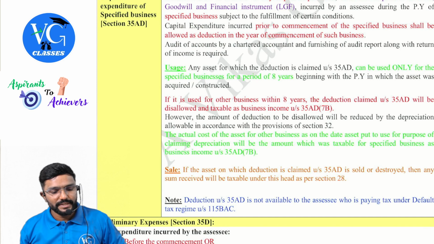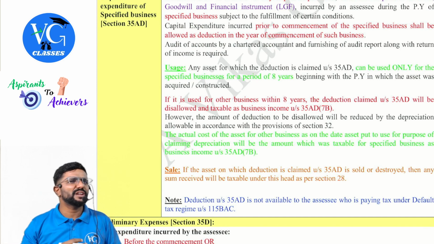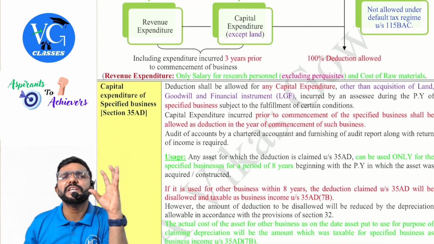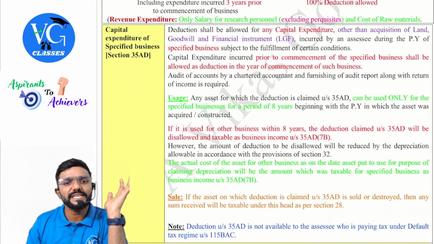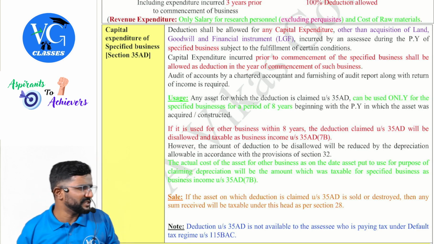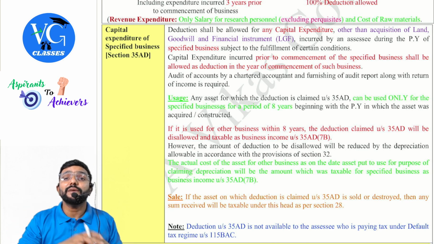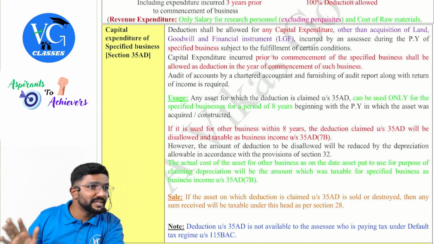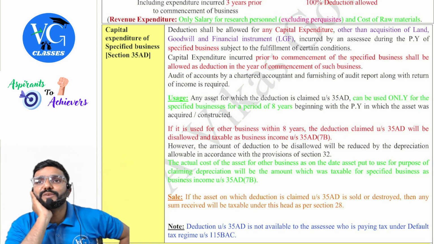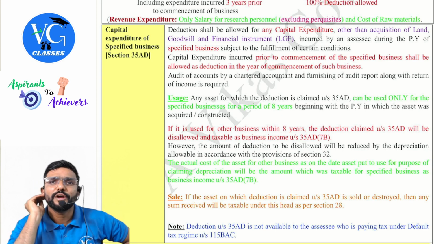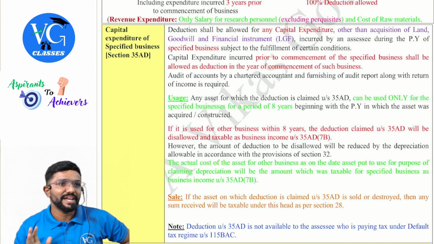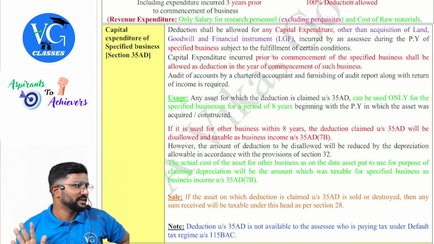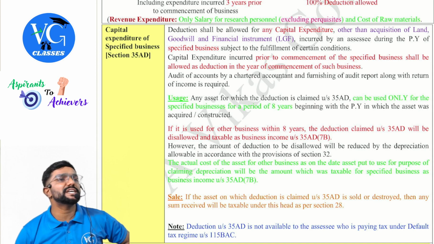Next. Capital expenditure of specified business. Scientific research and others are giving even capital expenditure. But here, guys, section 35 covered even revenue expenditure, whereas 35AD is covering only capital expenditure. So 35AD says if the assessee is doing the following businesses, they have given the list of specified businesses. If the assessee is doing any of these businesses, he can claim 100% of capital expenditure in the same year. Even if you have incurred capital expenditure prior to commencement of business, claim it fully in the year in which you have commenced the business. 100% except LGF. You heard me as KGF? No, LGF. Except land, goodwill, and financial instruments. For these three, there are no deductions. Whereas for any other capital expenditure, you can claim 100% deduction in the same year.